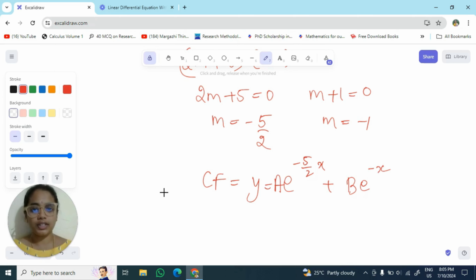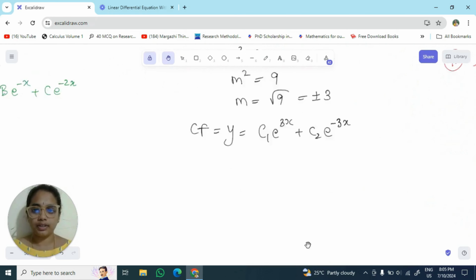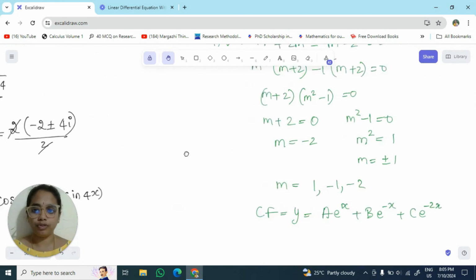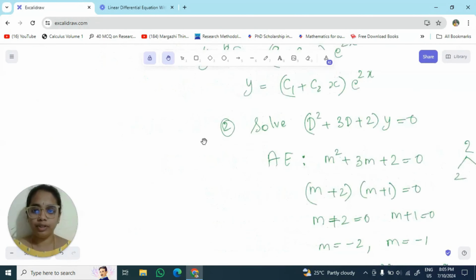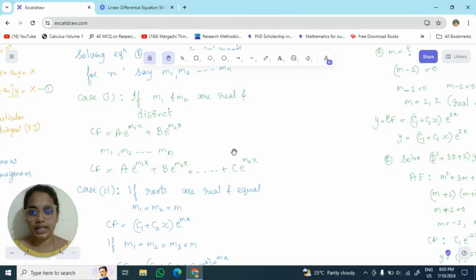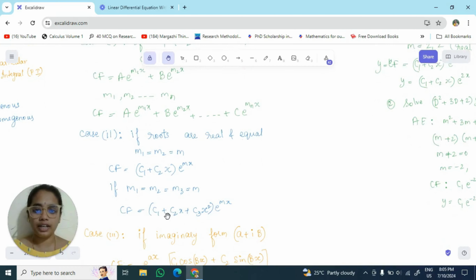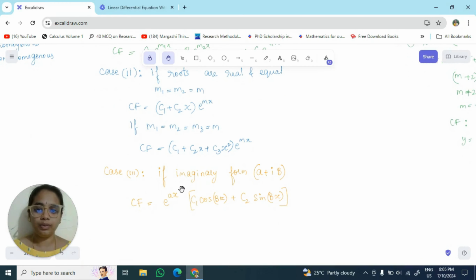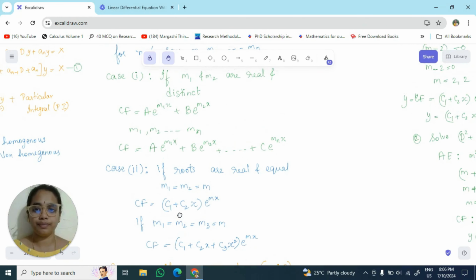So yes, these are the three ways, right? So these three cases are really important. Please make a note of it before solving the problems. Right? It would be really helpful. Which were the three ones? Yes, over here. Three cases, right? So if m1 and m2 are real and distinct, what would be the CF? If they are real and equal, what would be the CF? And if they are imaginary, what would be the CF?